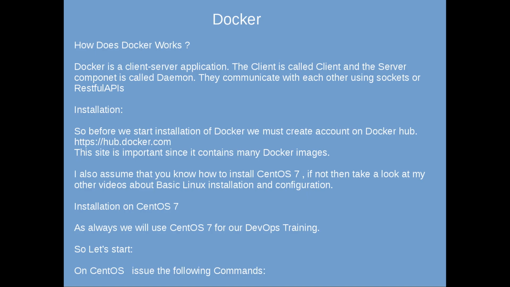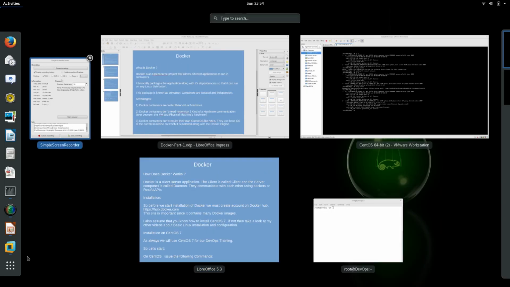The installation process is simple, but before we do any installation, I just want to make it clear that we need to create an account on Docker Hub, and here you can see the URL: https://hub.docker.com. You can go there and create your account. I have already created mine. This site is important since it contains many Docker images. So let me take you to hub.docker.com.